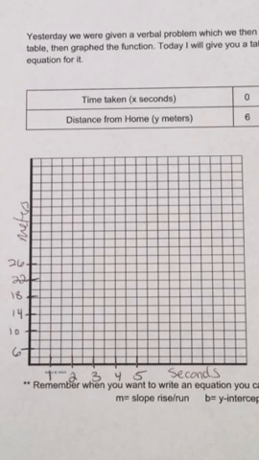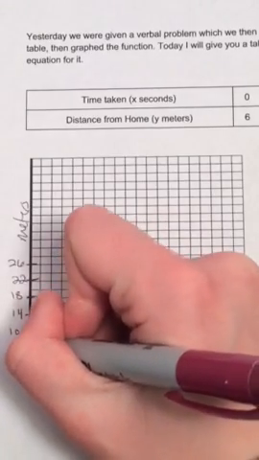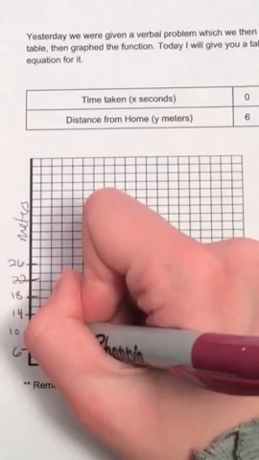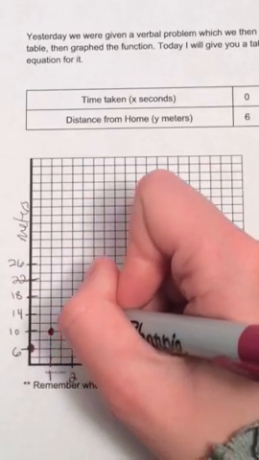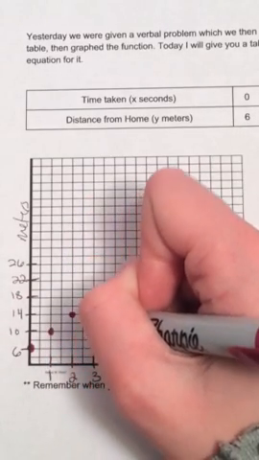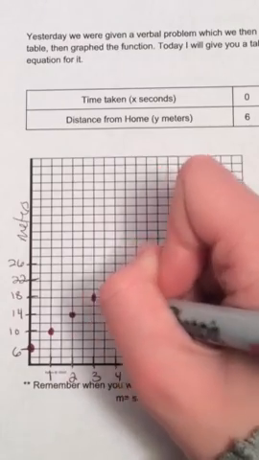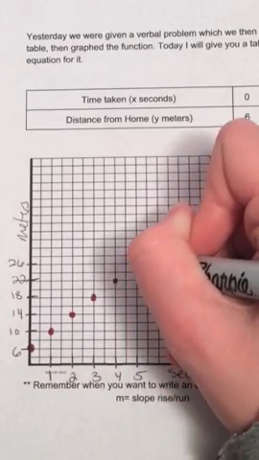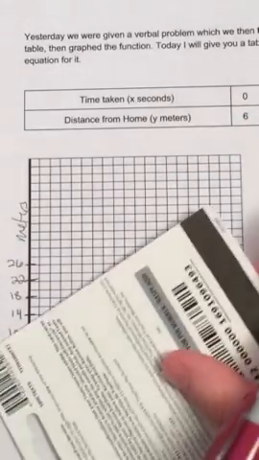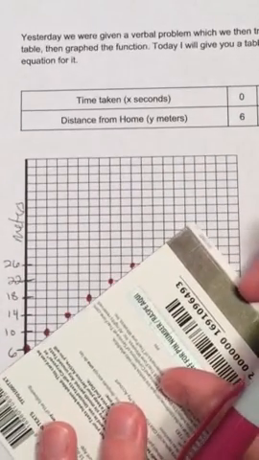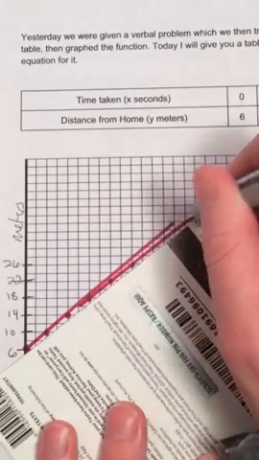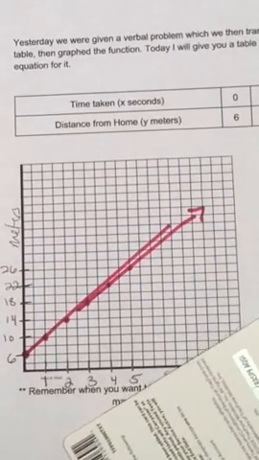And all I'm going to do is plot everything here, right? So my first point is 0, 6, okay? And then I have 1, 10, 2, 14, 3, 18, 4, 22, and then 5, 26. Okay, easy peasy, and I'm going to draw my cute little line through here. Whoops, oh, my line went a little crazy. So unsteady there.